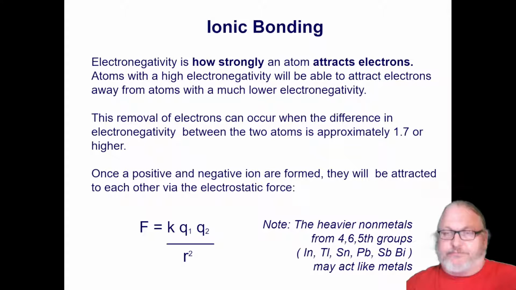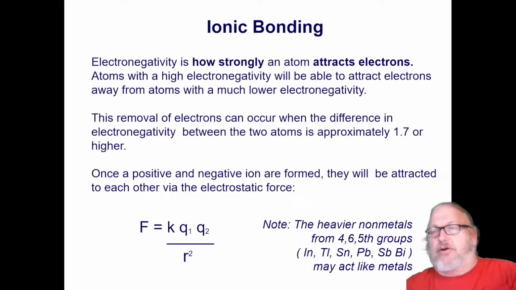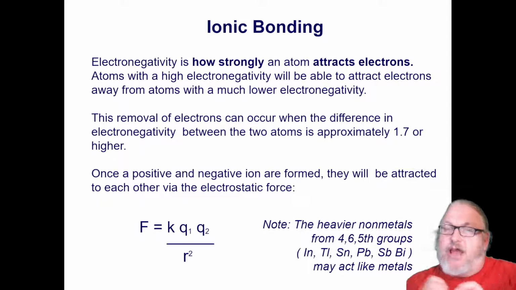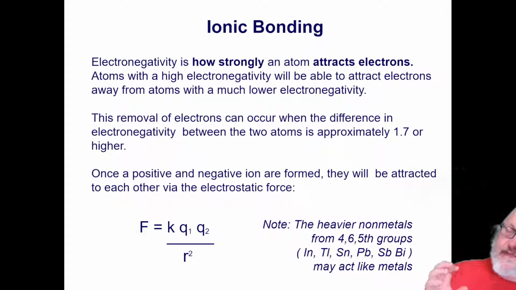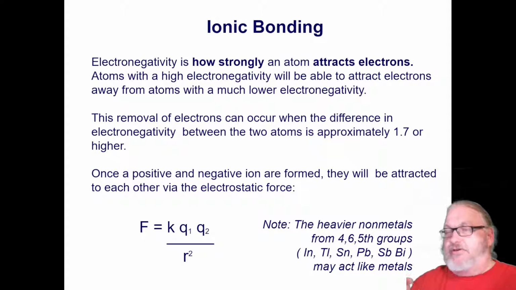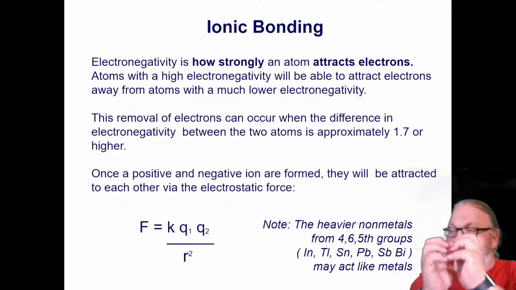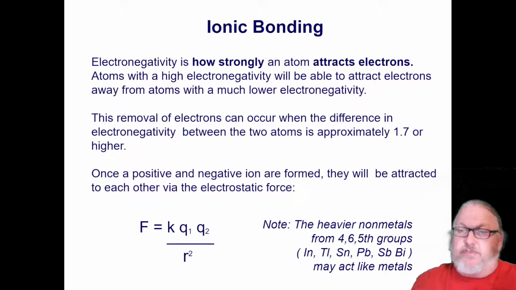So what happens when the electron is removed? It can occur when there is a difference of electronegativity that's 1.7 or higher between the two atoms. Once these positive and negative ions are formed, they become attracted to each other via the electrostatic force, the Coulombic force, F equals k Q1 Q2 over r squared. So you have that positive cation and the negative anion, and they come close enough together that a bond is formed.